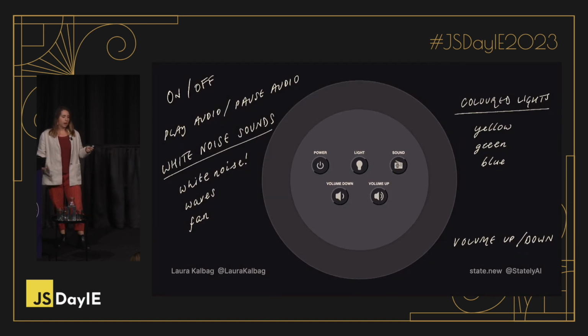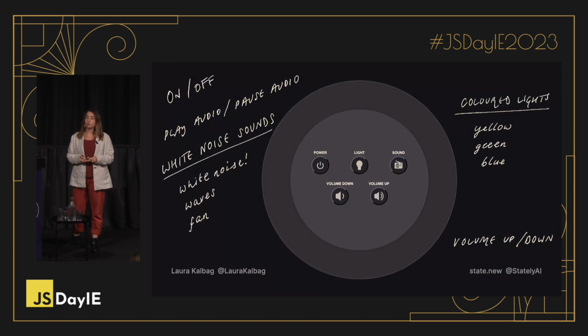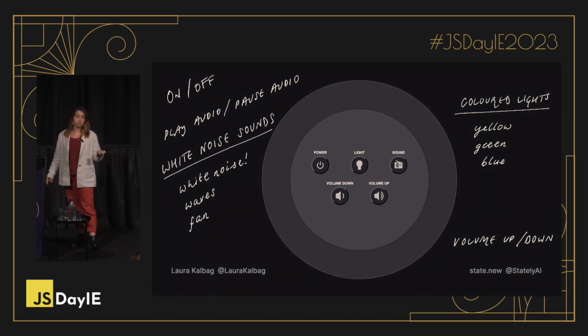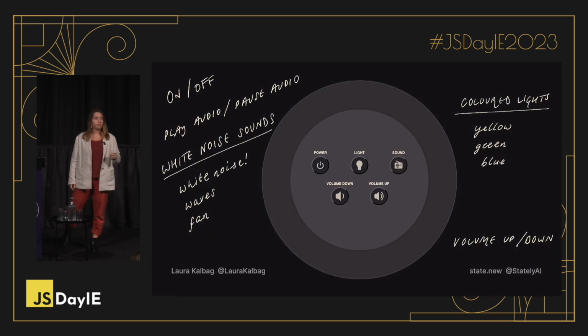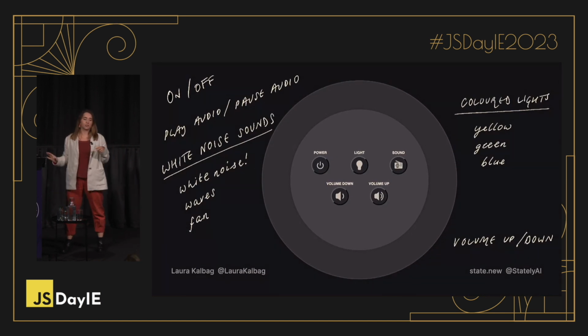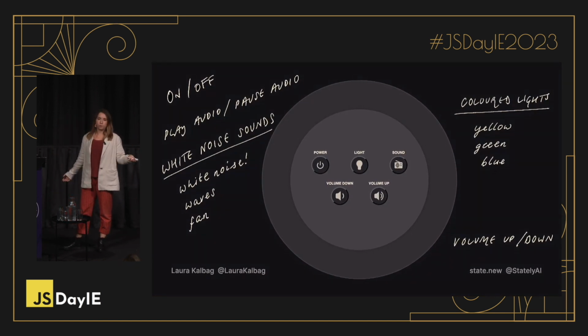Other states we might have, well, different white noise sounds, because you might like a different sound. So I'm going to have white noise, I'm going to have waves, I'm going to have a fan state as well. And I thought, why not throw in some colored lights? Because colored lights are fun. And so I thought, well, yellow and green and blue. That way I can have soothing lighting while I'm listening to my soothing sounds. And volume up and volume down, because I want to have an additional control for that.